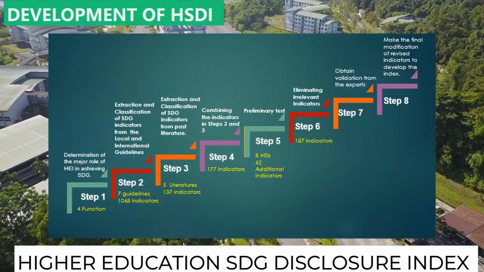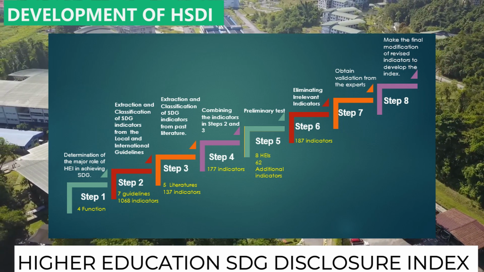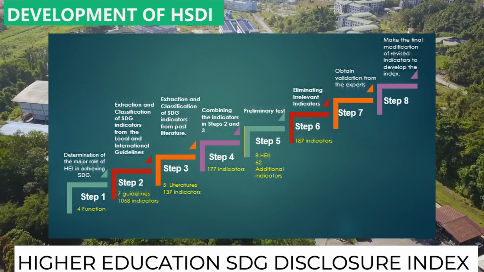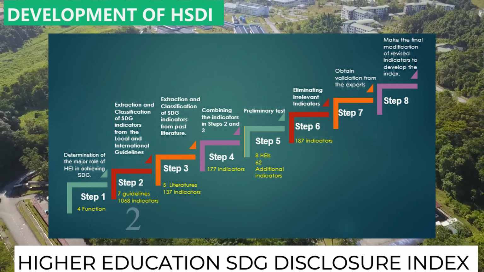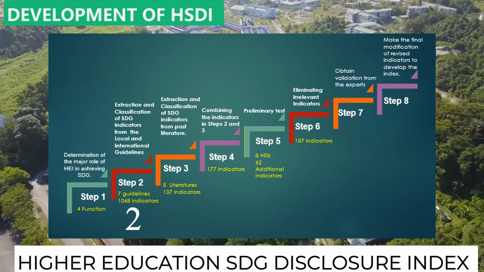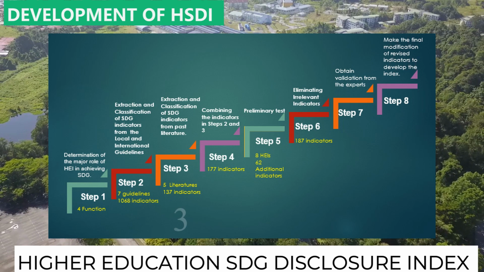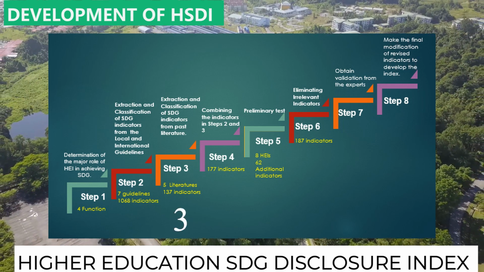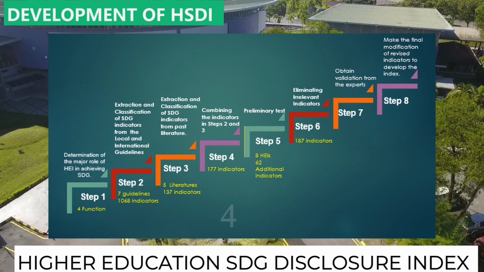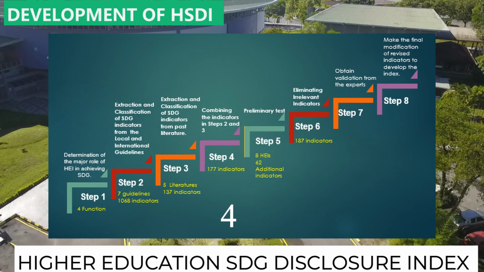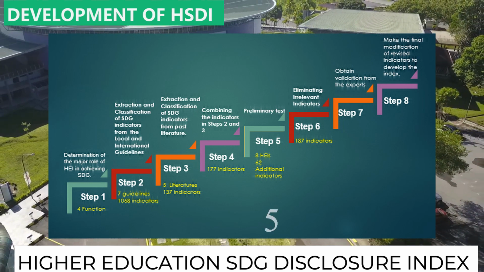The HEI SDGs Disclosure Index, HSDI, was developed in 9 stages. Step 1. Determination of the major role of HEI. Step 2. Extraction and classification of SDG indicators from the local and international guidelines. Step 3. Extraction and classification of SDG indicators from past literature. Step 4. Combining the indicators in Steps 2 and 3. Step 5. Preliminary test.